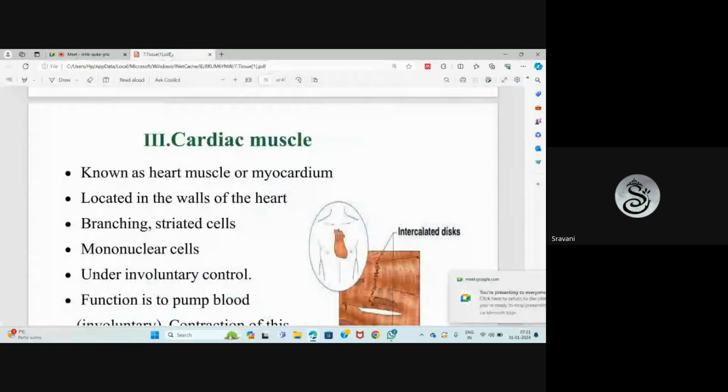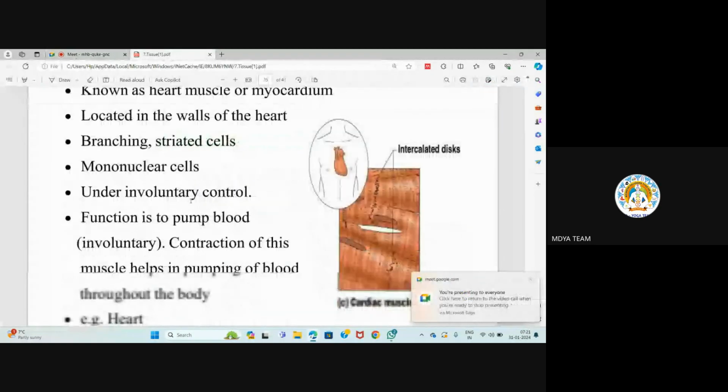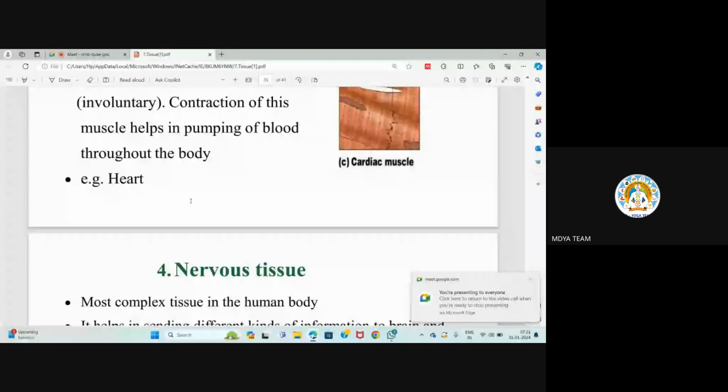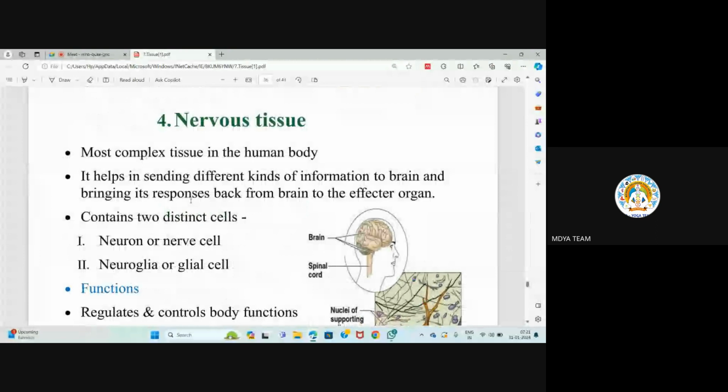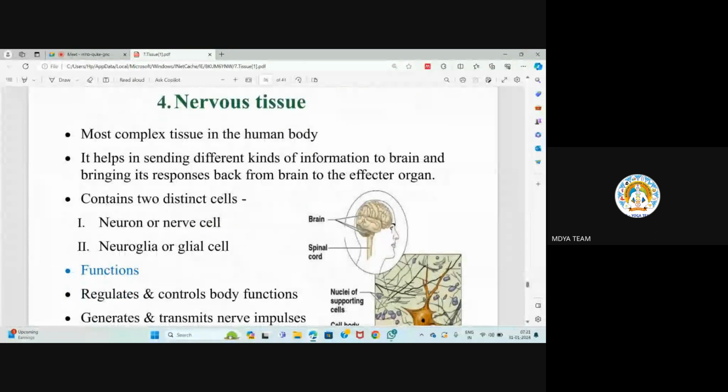Yes, ma'am. So next we will learn today about nervous tissue. Nervous tissue is the most complex tissue in the human body. It helps in sending different kinds of information to the brain and bringing its responses back from the brain to the effector organ.